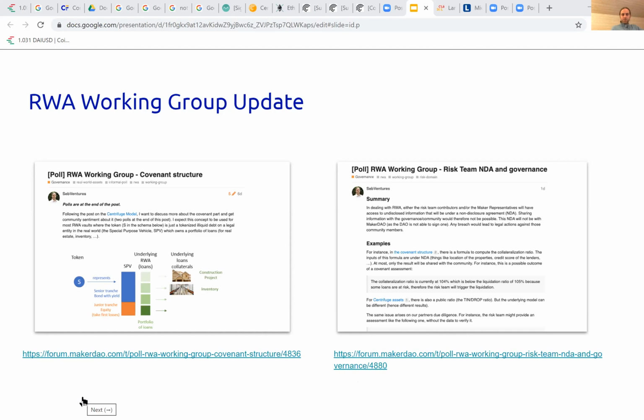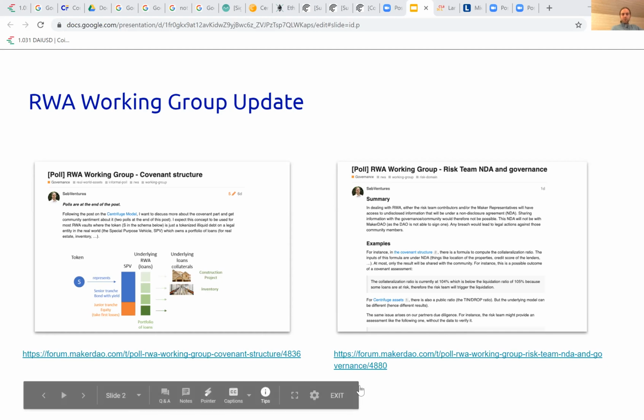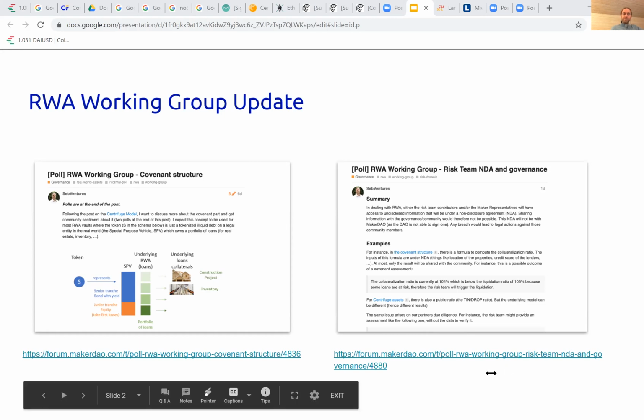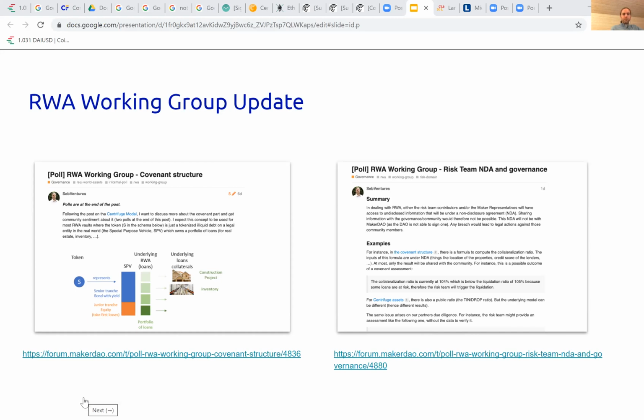And the second post is about the risk team, non-disclosure agreements and the governance relationship. The issue here is that most of the data from the asset originator, or the loans made by the asset originator in the SPV, is non-public information. So some people will need to sign an NDA to get access to this data and should report back to the governance. But we will not be able to report everything. We will report some kind of synthesis. So the idea is to see if there is an issue with that or not. Currently, both polls are quite okay, but we still need more votes to go forward. And that's about it.